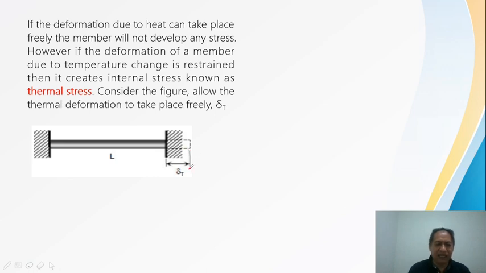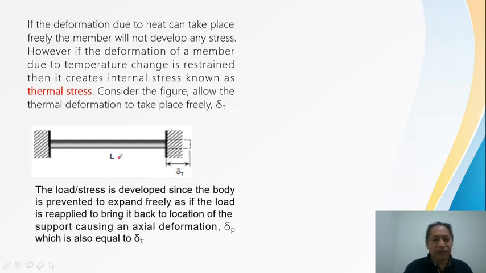And this is the linear deformation due to heat or due to temperature. The load or stress is developed since the body is prevented. As I mentioned, when there is a support there, so it's prevented. Now, since the body is prevented from expanding freely, as if a load is applied to bring it back to the location of the support, causing an axial deformation.